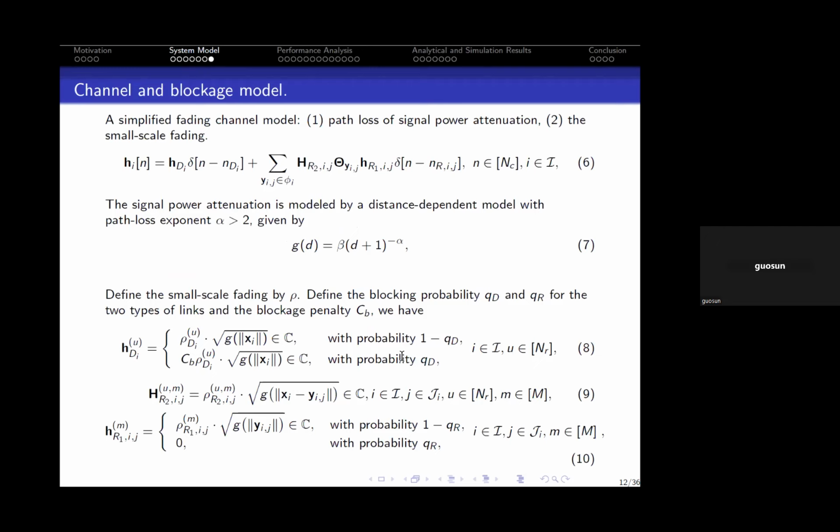Then at the lowest level, we have to go to the specific definition of channels. We assume for each link, there are two factors to determine the channel. One is the signal power attenuation by the distance-dependent path loss model. Then there are fadings. We define for each link independent fadings, denoted by rho. And then there are cases to describe the blocking probability, to say the direct link can be blocked with probability QD, and it will receive some penalty. For the reflected link, we say the RIS forms a very narrow beam towards the user. We assume if it is blocked, then this beam is canceled.